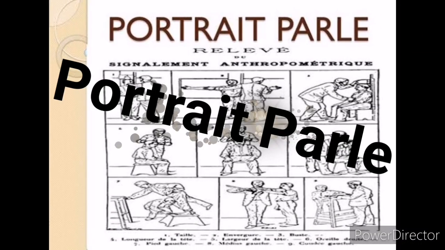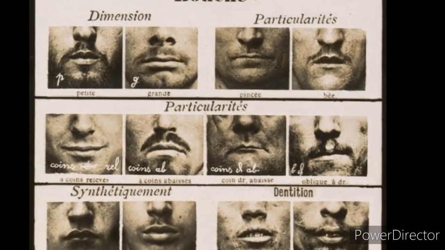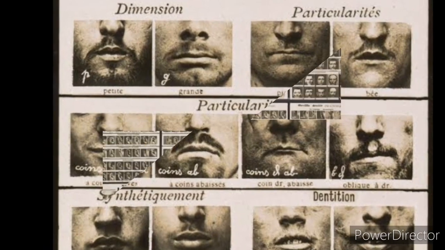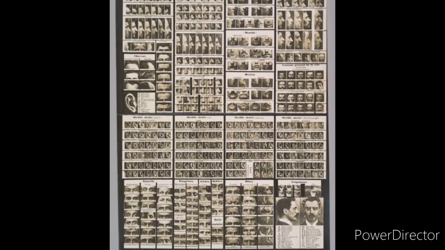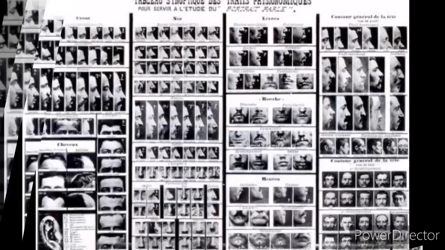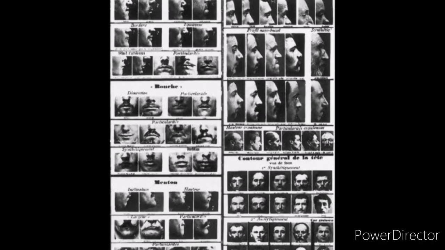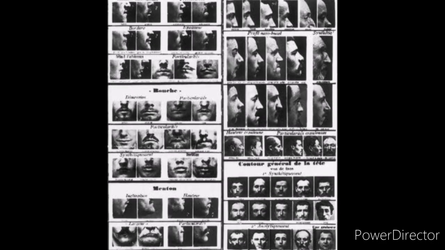Portrait parlé. These two French words mean speaking likeness. Portrait parlé can be defined as a rigorous system for verbal description of physical characteristics of the subject. It is based on the Bertillon method of criminal identification by measurement of the human body and is still in practice today to some extent.